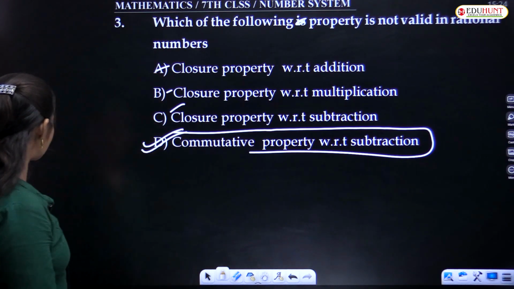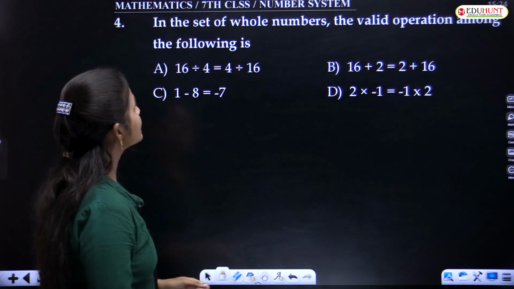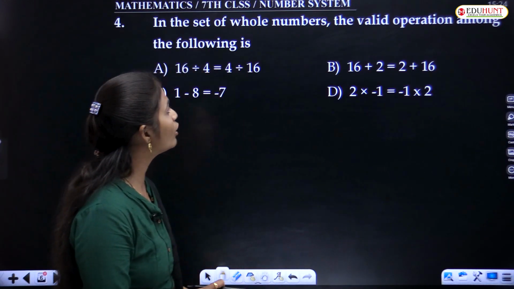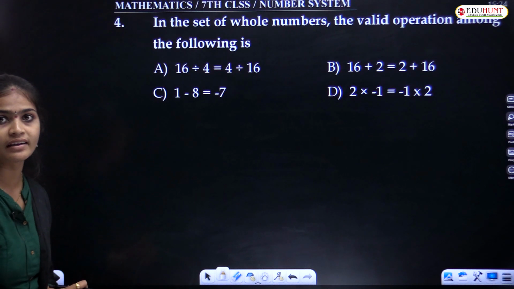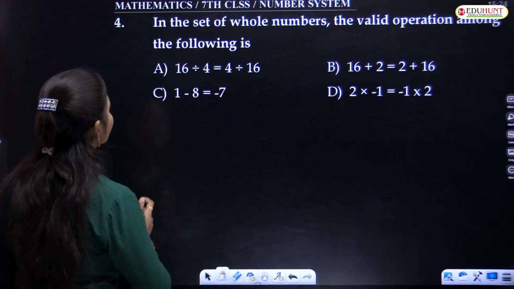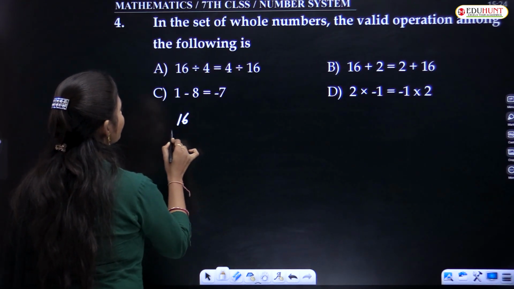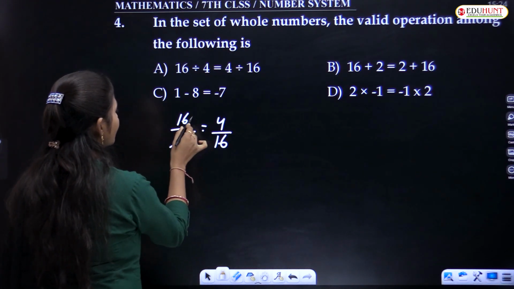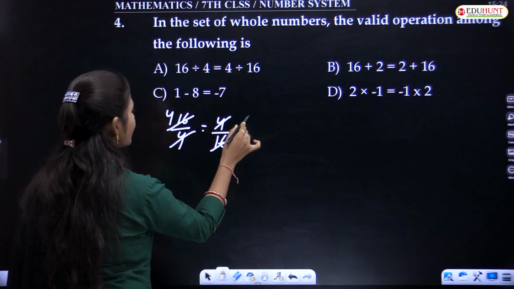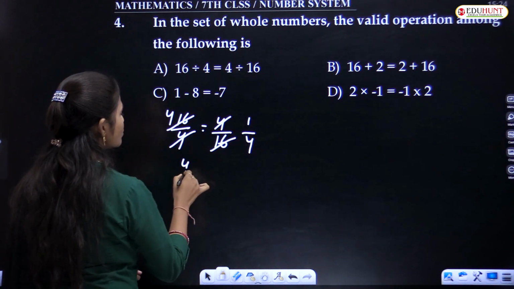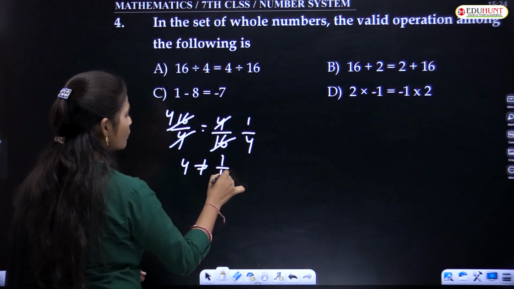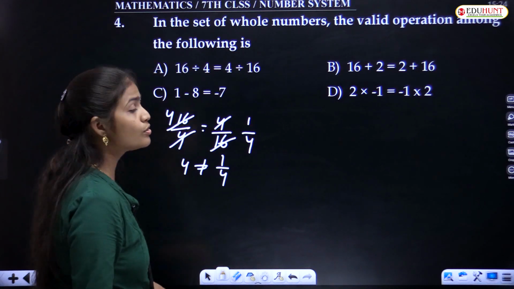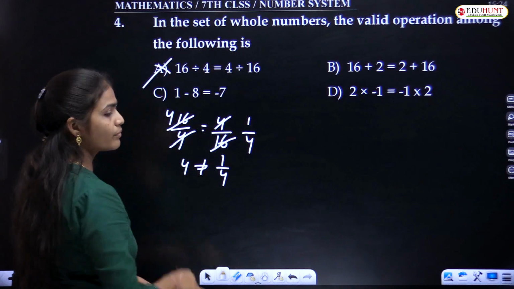Okay, let us see the next one. In the set of whole numbers, which is the valid operation among the following? Again they are asking for the valid operation. 16 by 4 is equal to 4 by 16? This is 4, and here it is 1 by 4. So 4 should not equal 1 by 4.